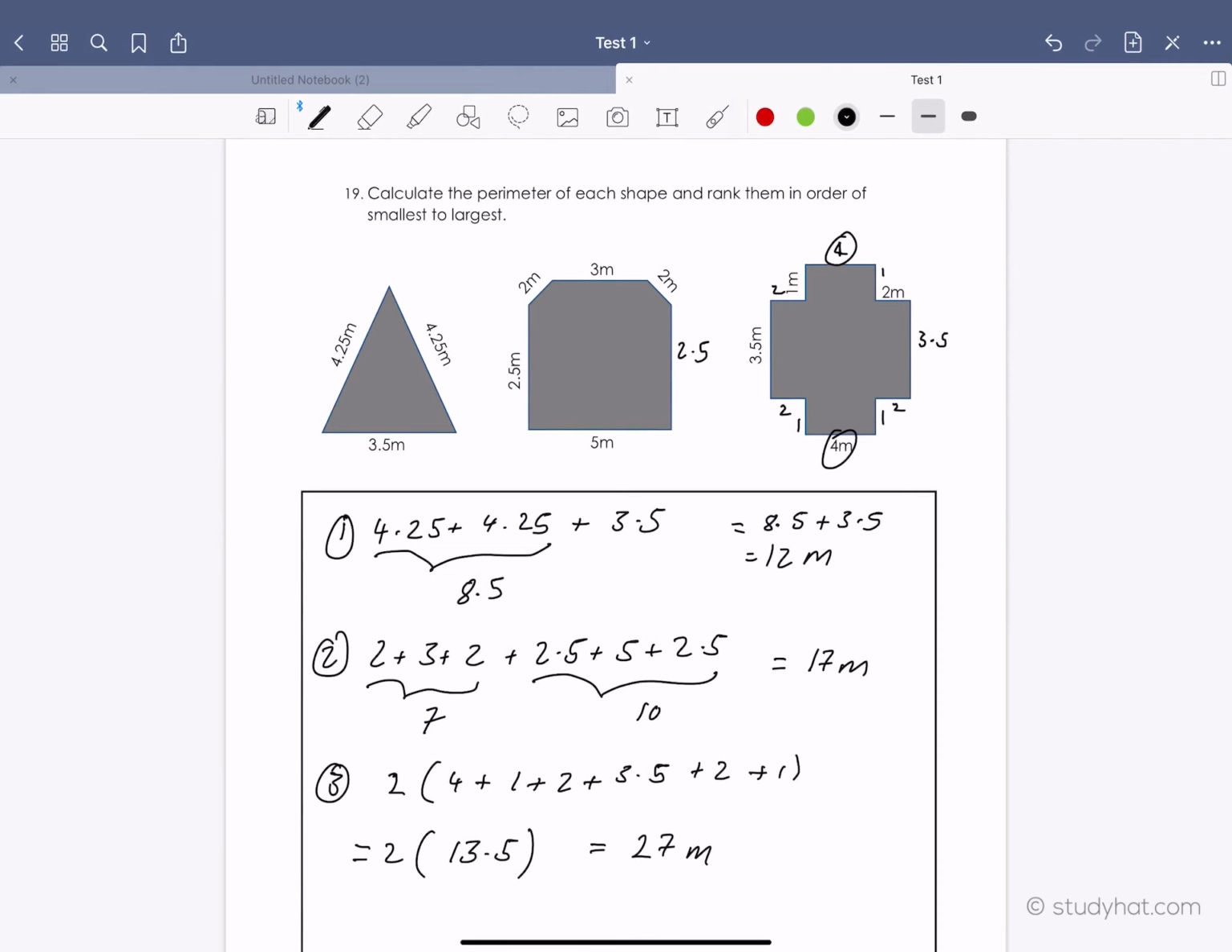So actually this already is in the order from smallest to largest.